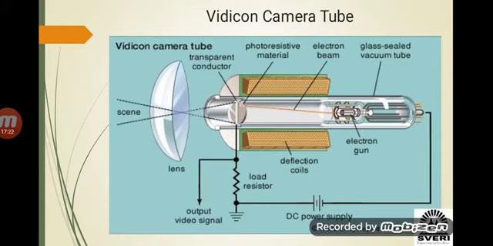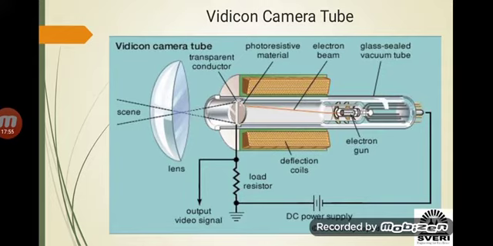Now the image in front of you is a Vidicon camera tube, which briefs you on how exactly an image is captured in a camera tube. Here you can see, starting from the leftmost side, the light is reflected from the scene, passes through a lens, and is deposited on a target plate, which is known as a transparent conductor.